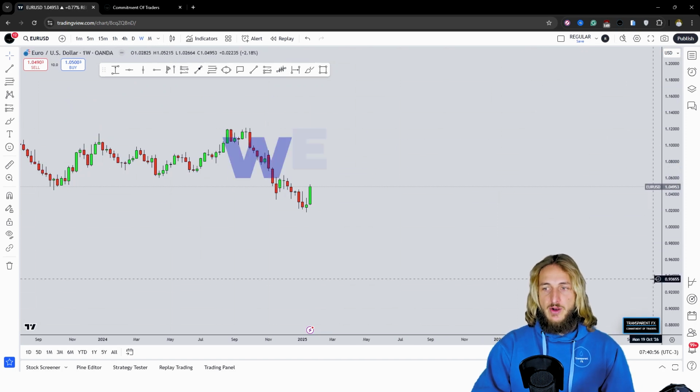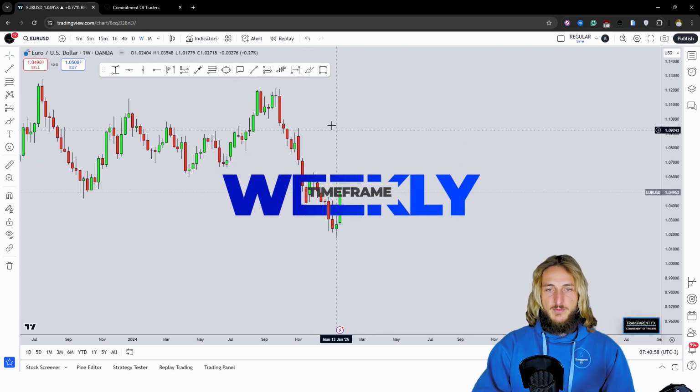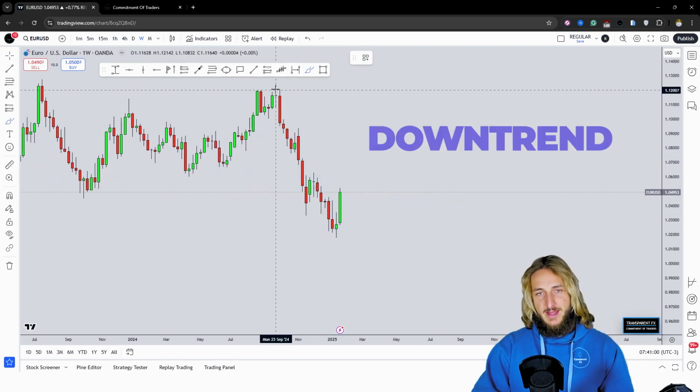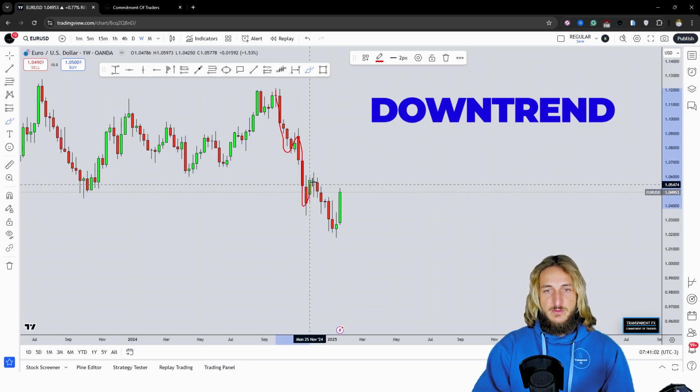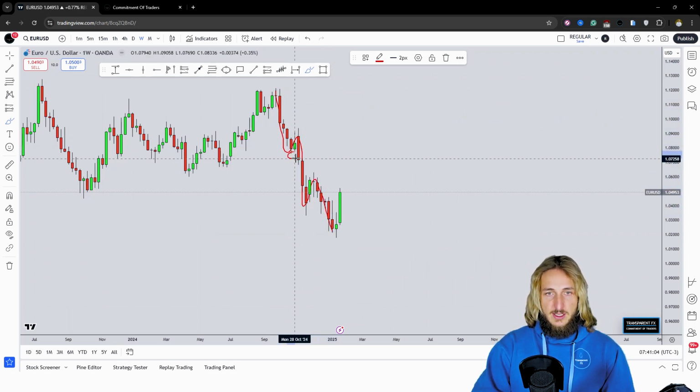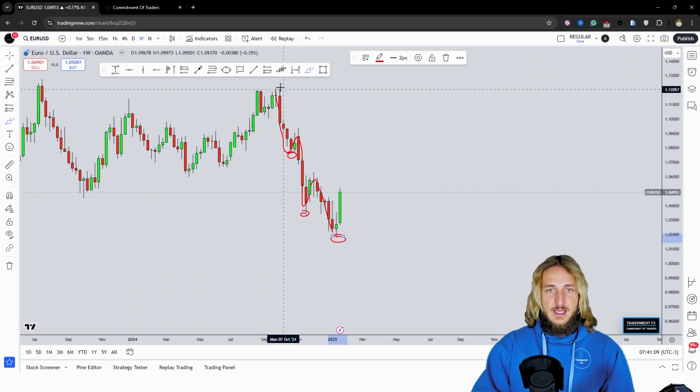Now, let's drop down to the weekly time frame and see what we have. Here on the weekly, clearly we have a downtrend. The market has been creating a series of lower lows and lower highs. The first lower low was here, another one here, another one here. And at the same time, the market has been creating a series of lower highs.